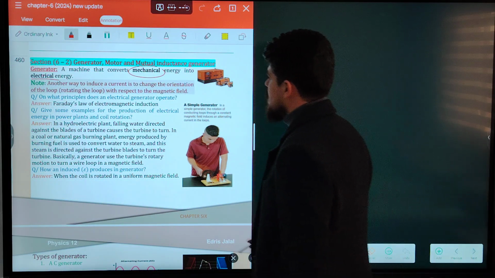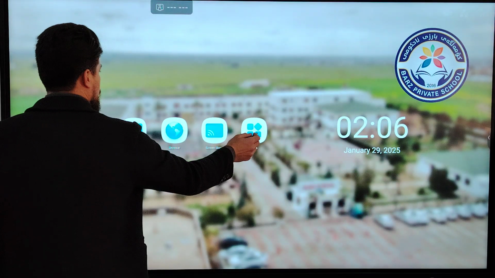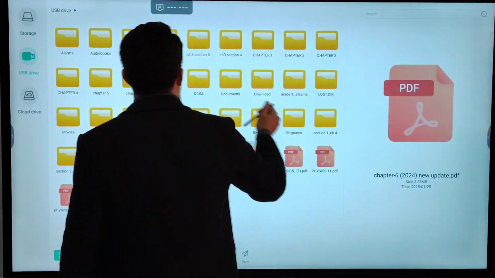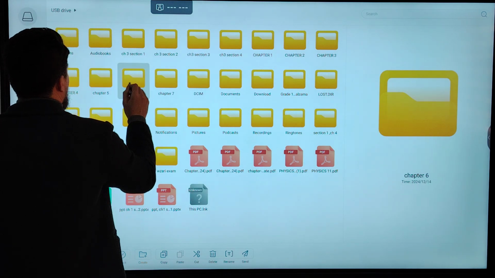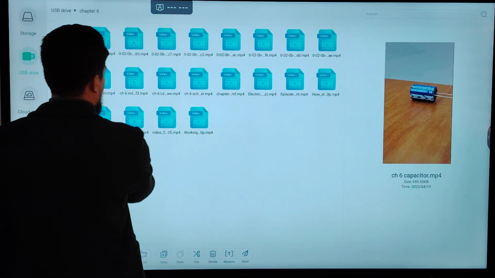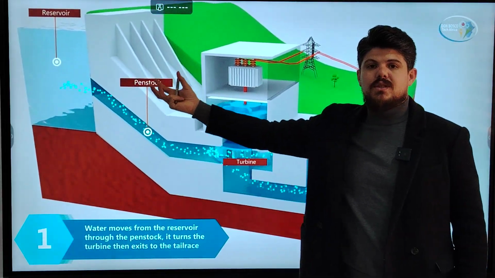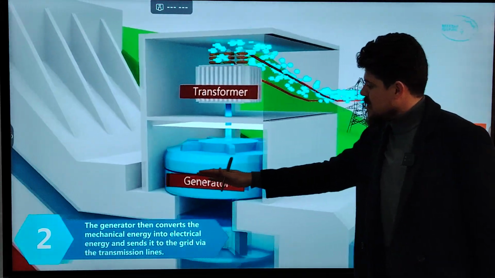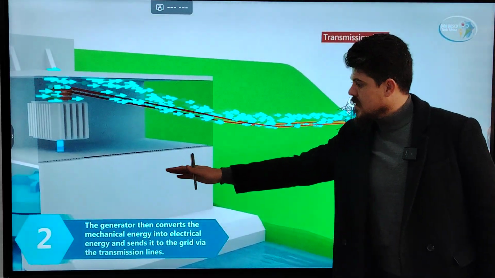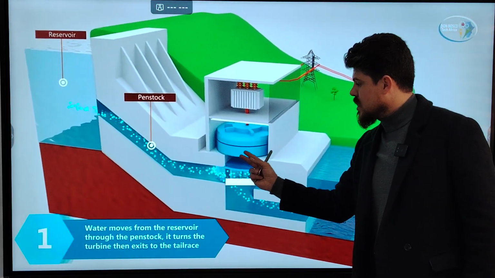Look at this video. It's about how falling water rotates the coil or armature in a generator. Guys, look at this video. This is the dam. The water is falling because of the gravitational potential energy stored. This gravitational potential energy is converted to kinetic energy. This kinetic energy, this movement of falling water, hits the blade. This is the blade of the turbine of the generator.